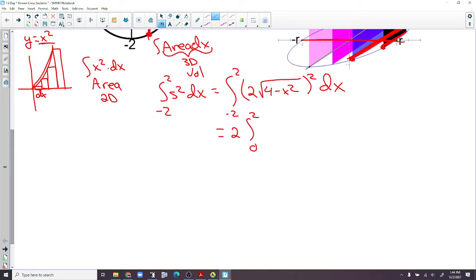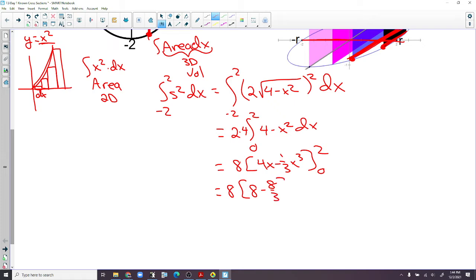2 squared is 4, so I'll bring the 4 out here, and then that thing squared is just 4 minus x squared dx. So 8 times 4x minus 1/3 x to the third from 0 to 2. We'll quickly finish this up. Let me know if I make a mistake. 8/3. If I put in 0, you get 0. Oh, let's see. 24/3 minus, oh, is that going to be an 8? Do I want that? Yeah, I think I do.